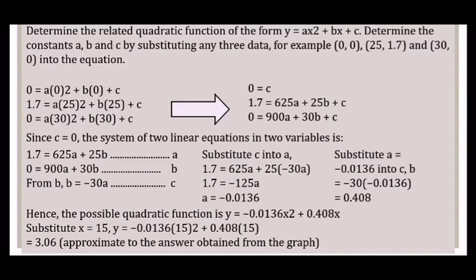Hence, the possible quadratic function is y equals negative 0.0136x squared plus 0.408x. After that, we can substitute x equals 15 to get y equals negative 0.0136 times 15 squared plus 0.408 times 15. The answer is 3.06. We can see it approximates the answer obtained from the graph.